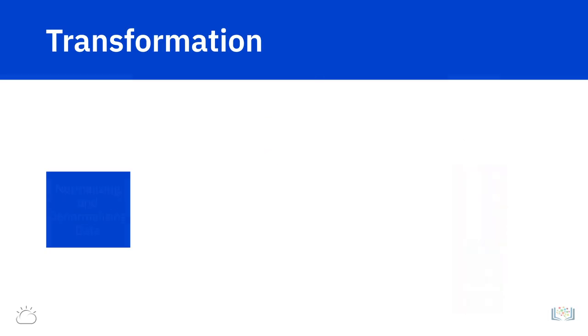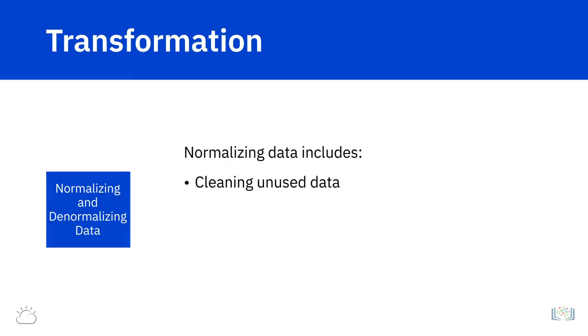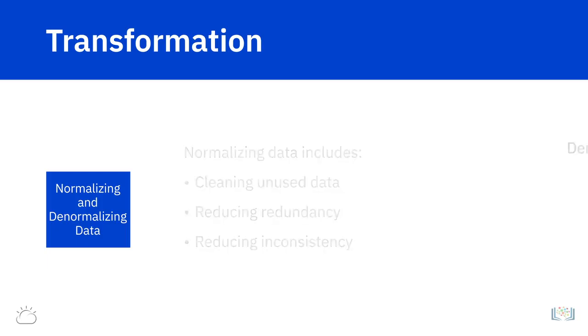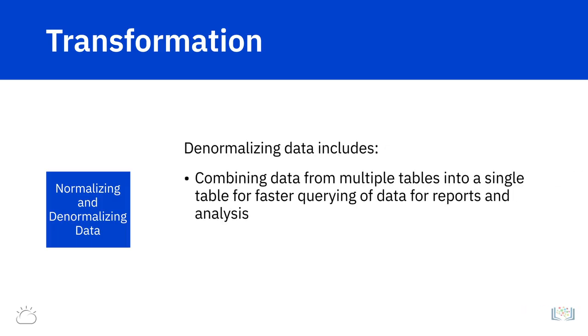Transformation can also include normalization and denormalization of data. Normalization focuses on cleaning the database of unused data and reducing redundancy and inconsistency. Data coming from transactional systems, for example, where a number of insert, update, and delete operations are performed on an ongoing basis, are highly normalized. Denormalization is used to combine data from multiple tables into a single table so that it can be queried faster. For example, normalized data coming from transactional systems is typically denormalized before running queries for reporting and analysis.